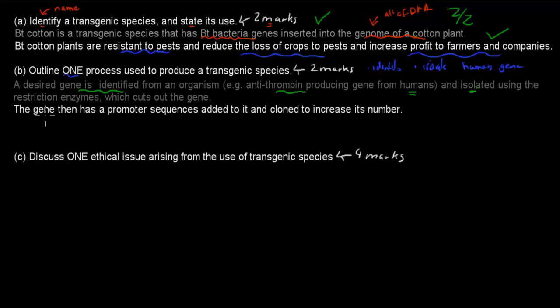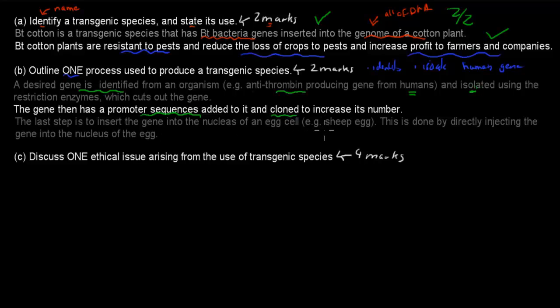Then the gene has a promoter sequence added to it, which allows it to be expressed and cloned to increase its number. So we had one gene and then we increase the number. Actually, we can call it clone, but we can call it something else as well. But we increased the number after adding that promoter sequence. And the last step was to insert that into the actual sheep. So the last step is to insert the gene into the nucleus of an egg cell. So for example, the sheep egg. We get that gene and we put it into the nucleus of a sheep egg.